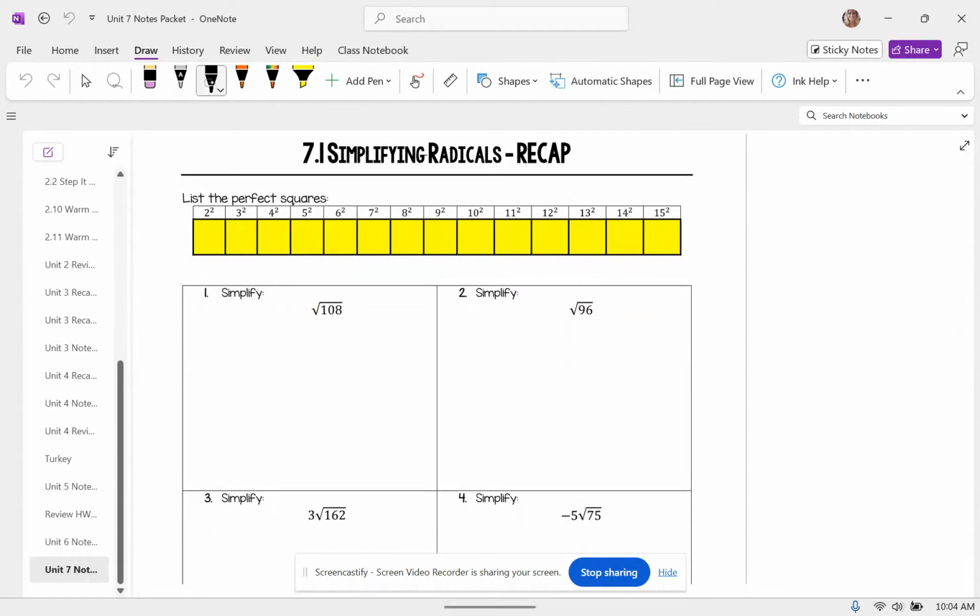So a perfect square number is a number where you have the same number times itself.